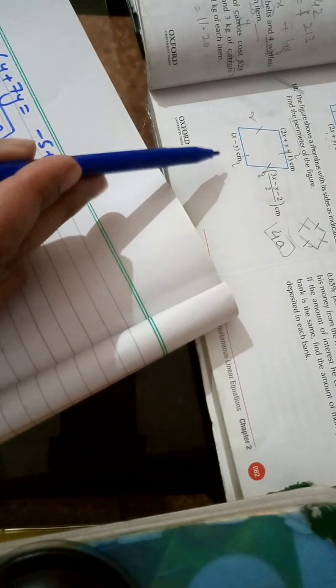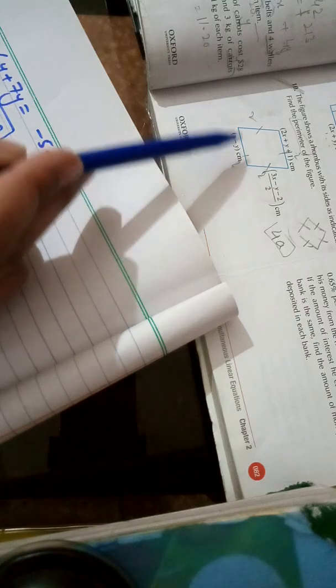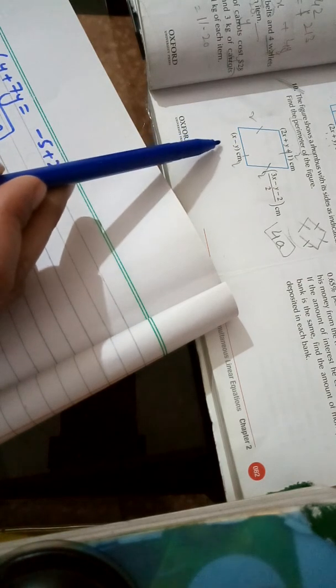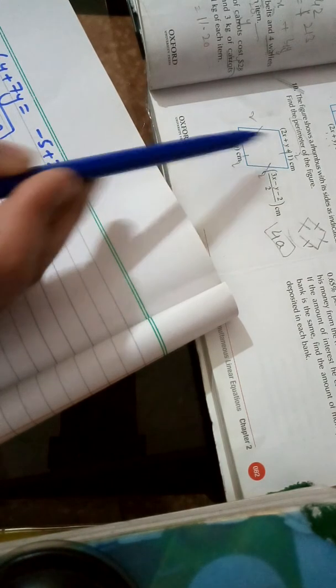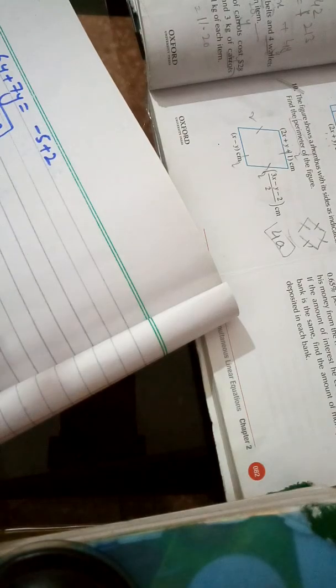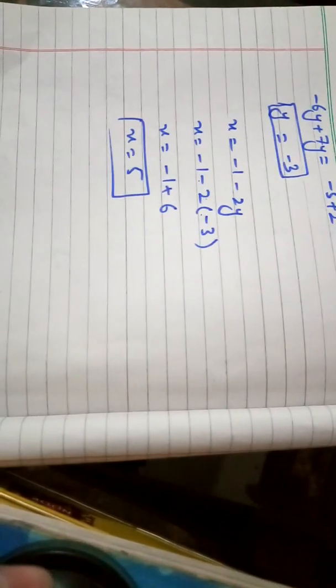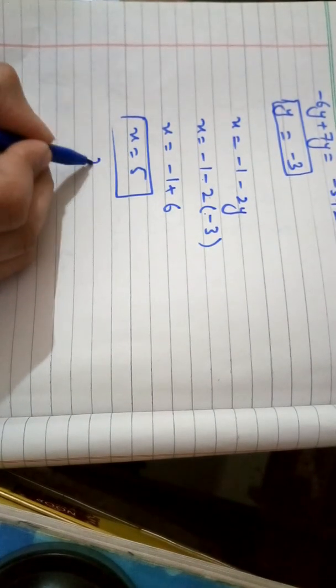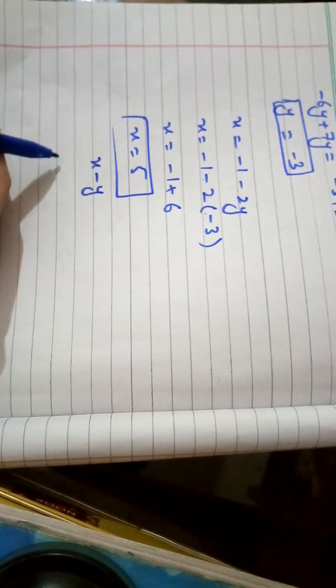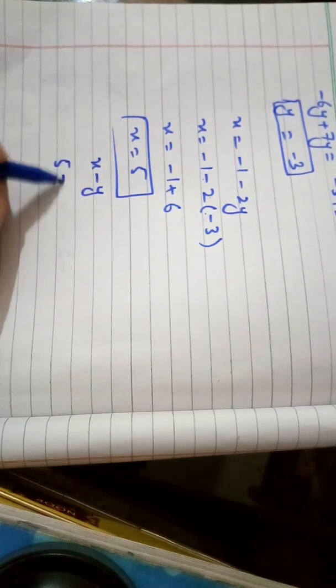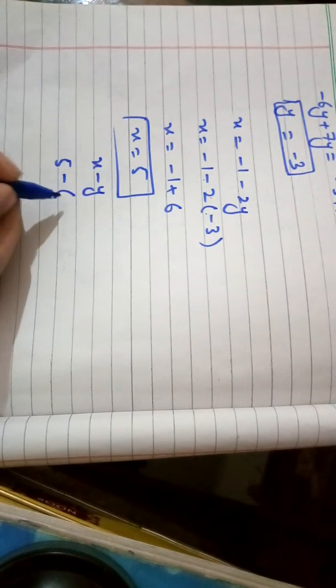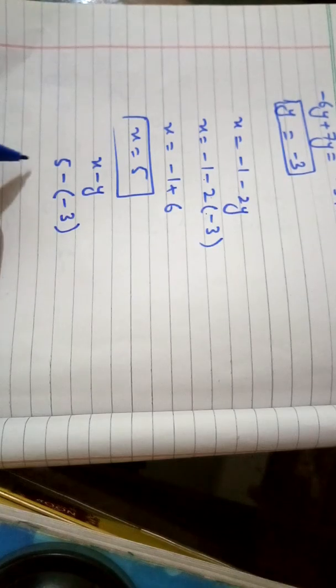Now put these values in any side. As all the sides of the rhombus are the same, we'll get the answer. I will take the shorter side, that is the third side of the rhombus. As you can also see, the third side of the rhombus given in the book is x minus y. So I will put the values of the variables here. Whatever value I get, all the sides have the same value because it is the property of a rhombus.